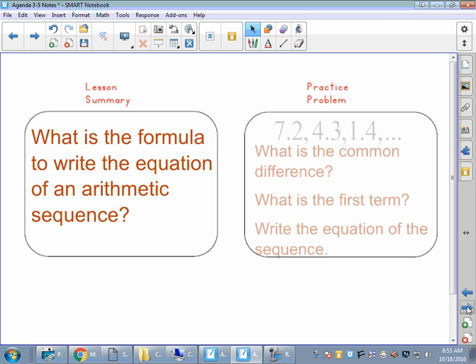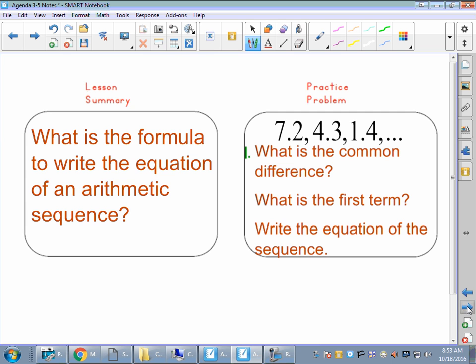And here's your practice problem. I'm giving you the sequence 7.2, 4.3, 1.4, dot, dot, dot. First question I want to know, what's the common difference? Second thing, what's the first term or the a sub 1? So this will be d. This will be a sub 1.